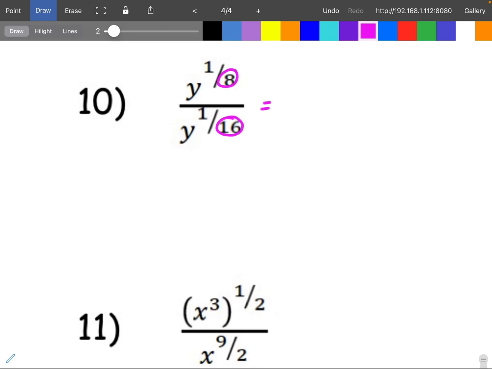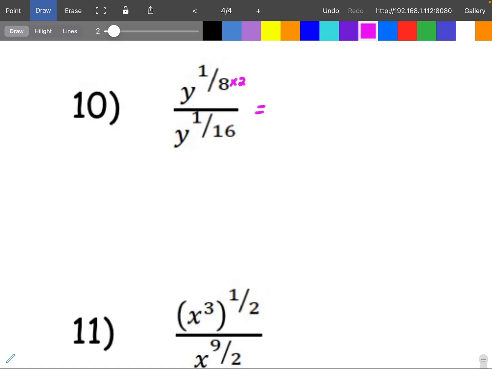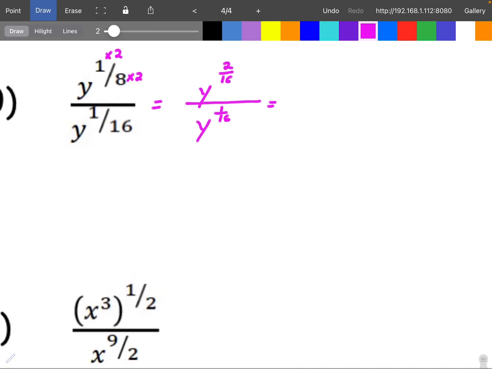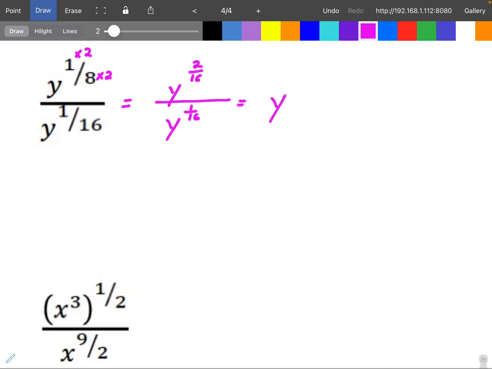Since this one has a denominator of 16, we want to make this one have a denominator of 16. Therefore, we need to multiply this by 2. Well, if we multiply the bottom by 2, then we have to multiply the top by 2 as well. So then this is really y to the 2 over 16 power divided by y to the 1 over 16 power. And now we can go ahead and set it up.